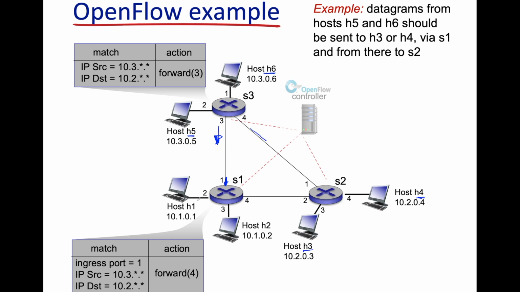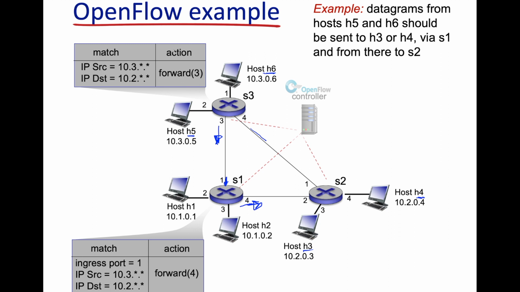If the ingress port, and this is an interesting point, ingress port is the port number in which datagrams arrive. So it says if your ingress port is port 1 for the router, right, that's a link layer construct, and your source IP address is from the 10.3 subnet, and destination address is in the 10.2 subnet, you're going to forward out port 4. So that means all traffic that sources here and has a destination associated with this network reachable by S2, you're going to send out this port 4, right? So you're going to go this way.